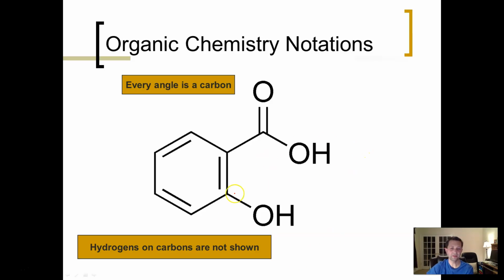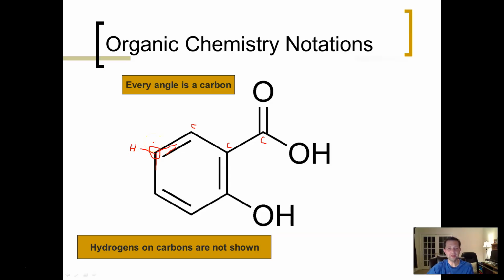If you see something like this, an organic chemistry notation, every angle is a carbon. So you have a carbon here, here, here. You get the point. Hydrogens are not shown. So over here, there's a carbon there, and that carbon has a double bond and a single bond. So you're still missing out on another bond on that carbon. So you could picture a hydrogen here. They don't show it because it gets too cluttered.